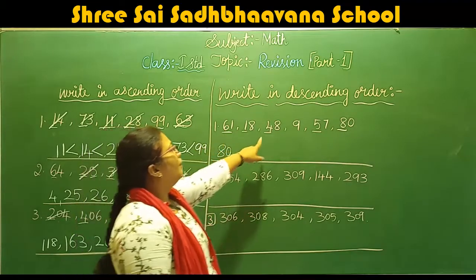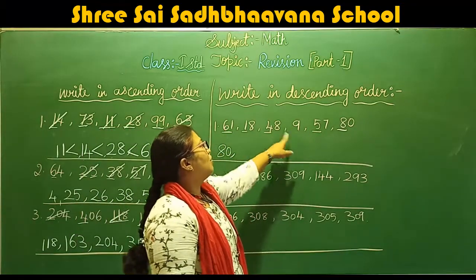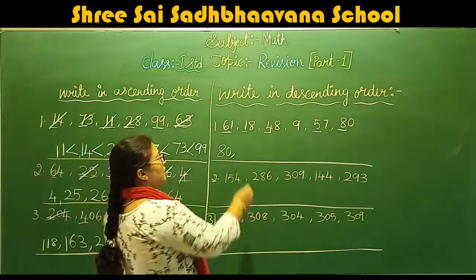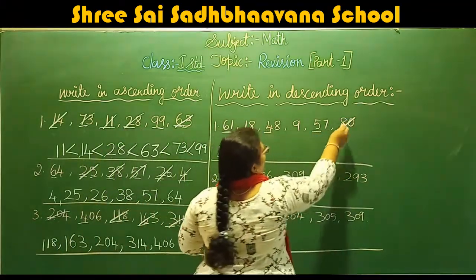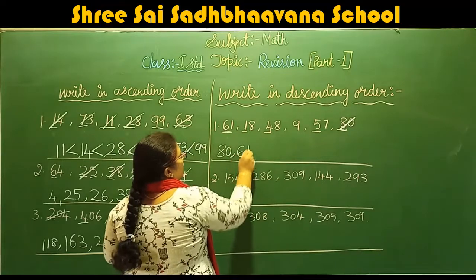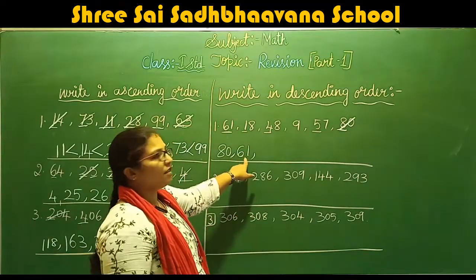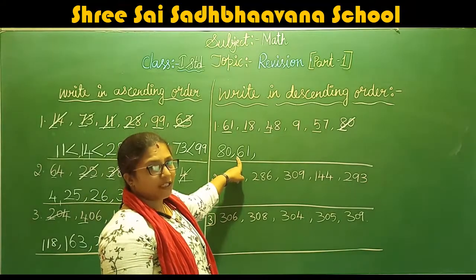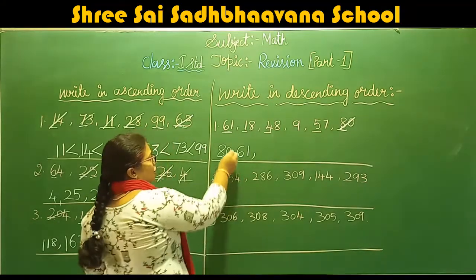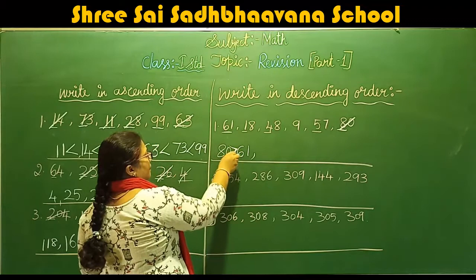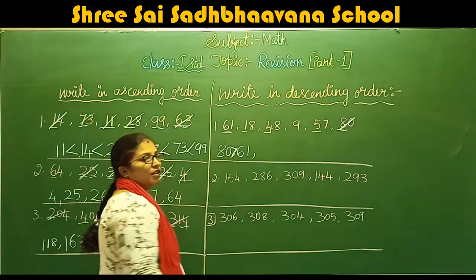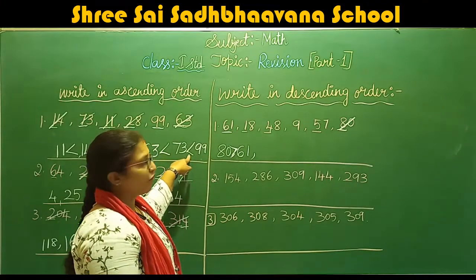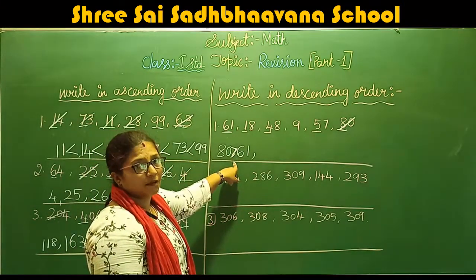Then 6, 4, 5. So 5, 4, 6. Which is the greatest number? 6 is the greatest number. This is finished. So 6 we have written. So if I want to show the symbol here, how should I show it? Like this. Because here I am showing the smallest number first, and here I am showing the biggest number first.